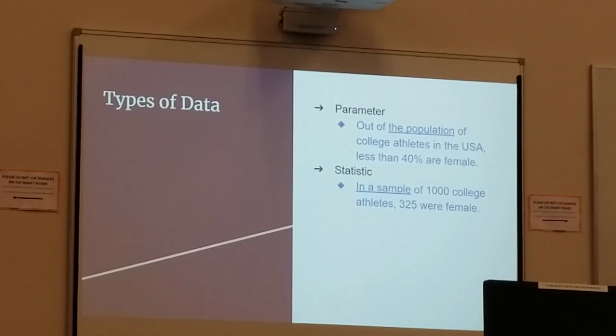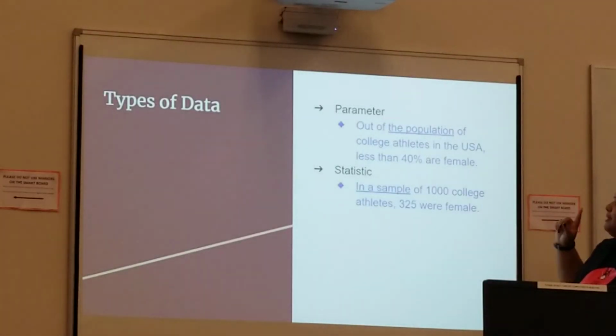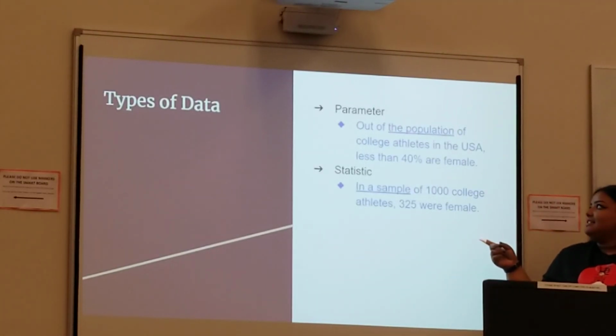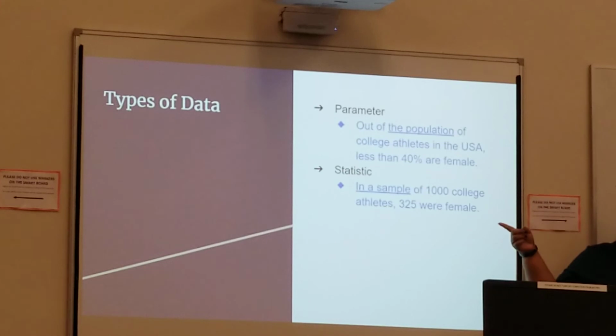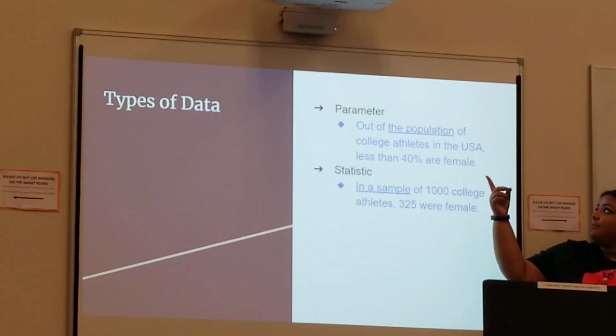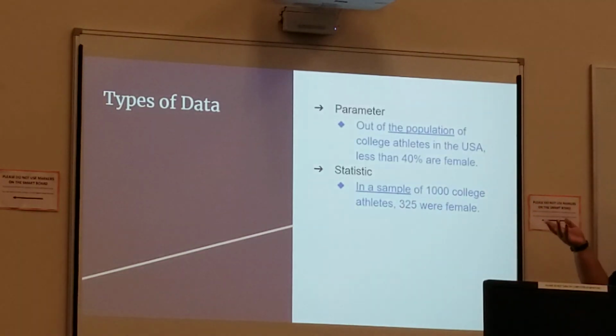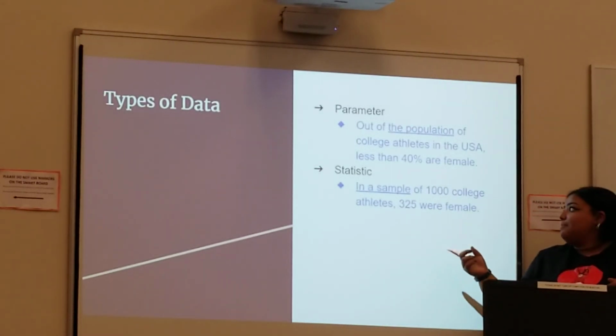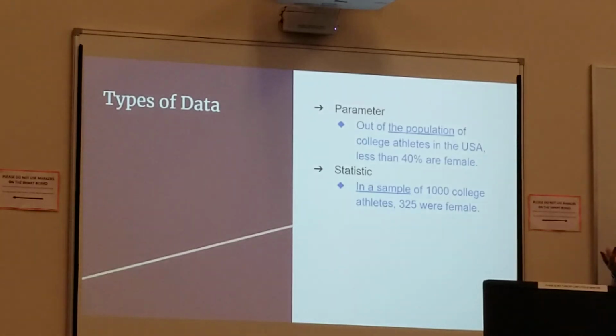And as you see on the packet and right here on the screen, we have an example of the population, a parameter, and a statistic. This one is pretty straightforward. Out of the population of college athletes, that's how you know it's a parameter, because of the P for population. And a sample of 1,000 college students, that's a statistic.